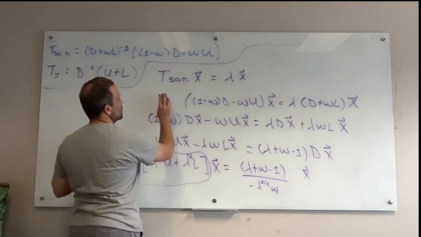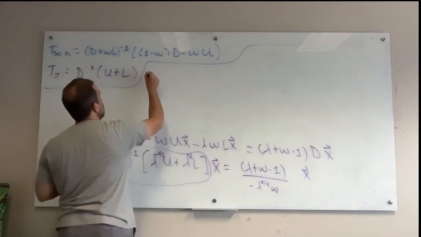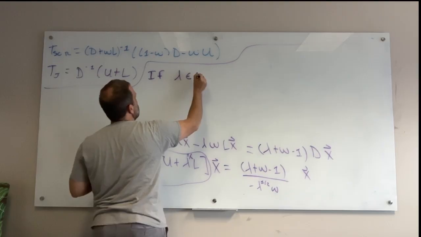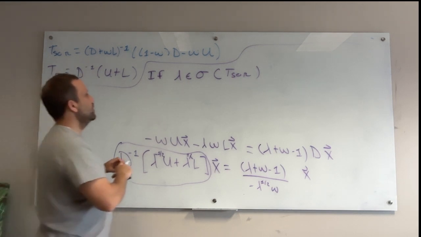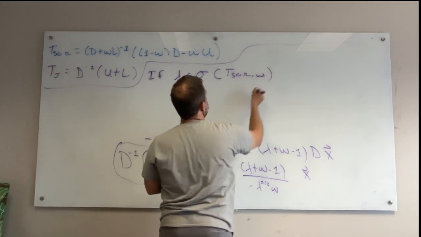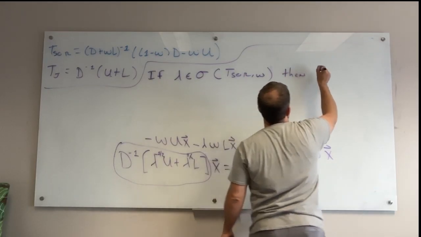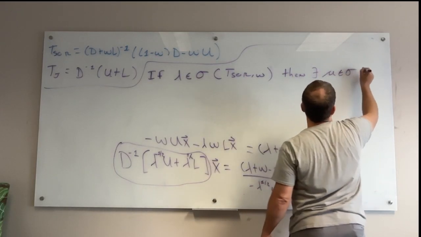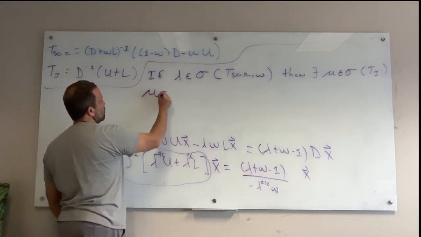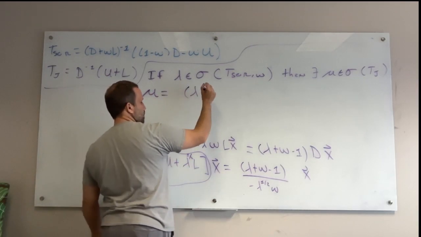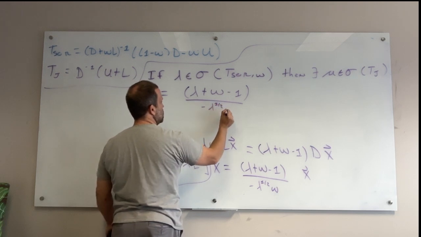So I'm going to erase everything, or not everything. If lambda is in the spectrum of the iteration matrix for the SOR, and I'm just going to emphasize that the spectrum depends on the relaxation parameter omega, then there is a mu in the spectrum of the iteration matrix for the Jacobi matrix, where mu is equal to lambda plus omega minus 1 divided by minus lambda to the 1/2 omega.